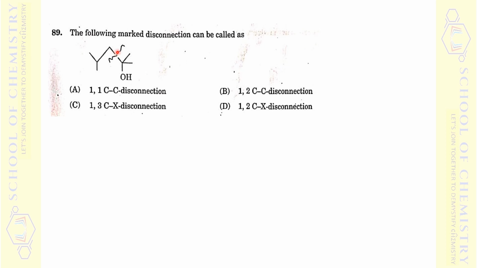A very simple thing is that among the four options, in two options they say it is C-X disconnection and C-C disconnection. So this cannot be a C-X disconnection. Therefore you can readily discard these two options. These two are not possible because here they are breaking C-C. Now the next thing that we should decide is whether this is a 1,1 C-C disconnection or a 1,2 C-C disconnection. If you have some entry into retrosynthesis, this can be answered easily.